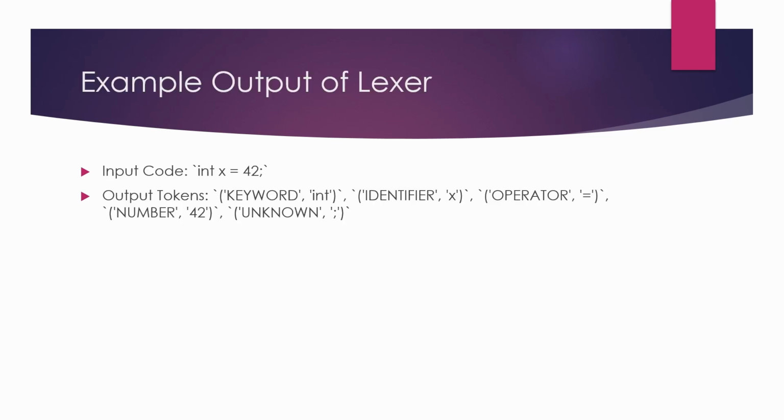Here's an example of the lexer. For an input like int x = 42;, the lexer generates a list of tokens: keyword, int; identifier, x; operator, =; number, 42; and unknown, semicolon.